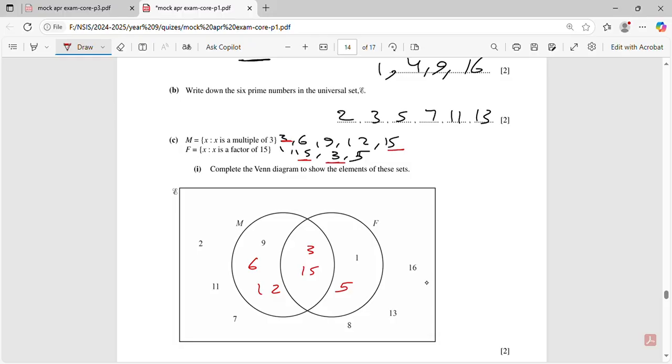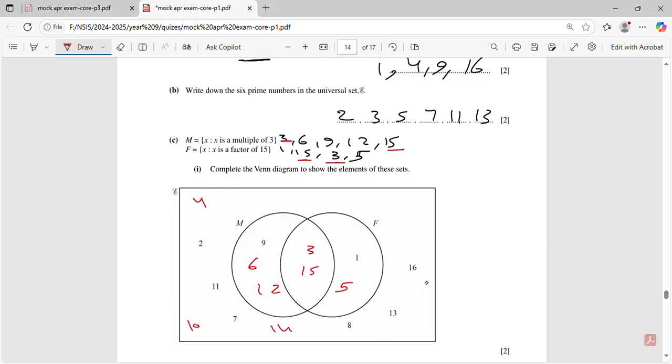We cannot find 4, so I have to write 4 outside. 5, 6, 7. Where is 8? Outside here. So 9 is there. 10. Where is 10? Can you see them? No, so I have to write it outside. 11, 12, 13, and also 14. I cannot find 14, so I have to write 14, 15, 16.